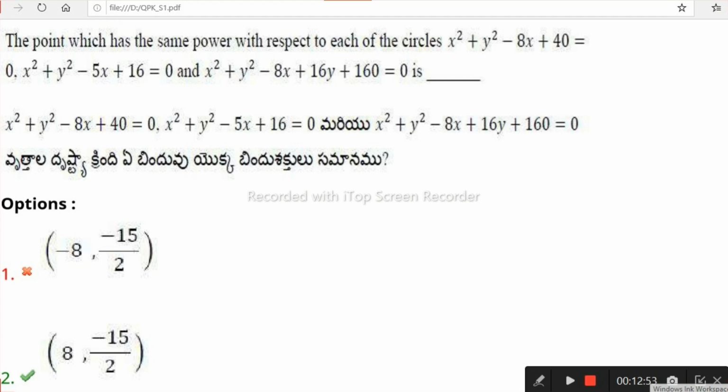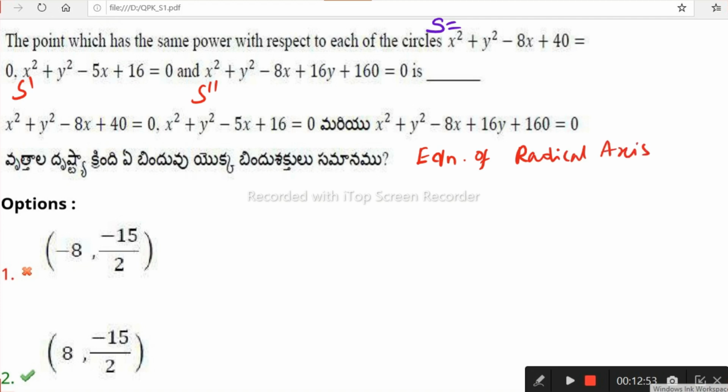For our convenience, let us take the 3 circles as S, S dash and S double dash. Okay, now how can you find the radical center? First you have to find the radical axis. The equation of the radical axis with respect to the first 2 circles.